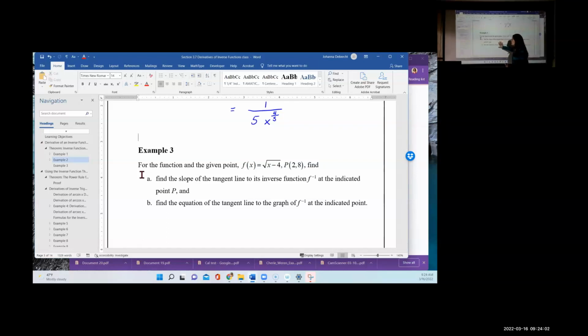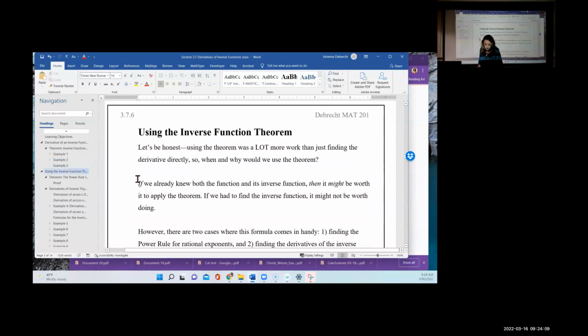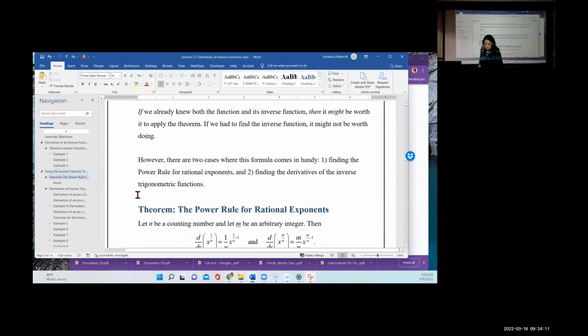We're going to skip example 3. It's longer, so we're going to skip that one today. And we're going to go on to using the inverse function theorem.